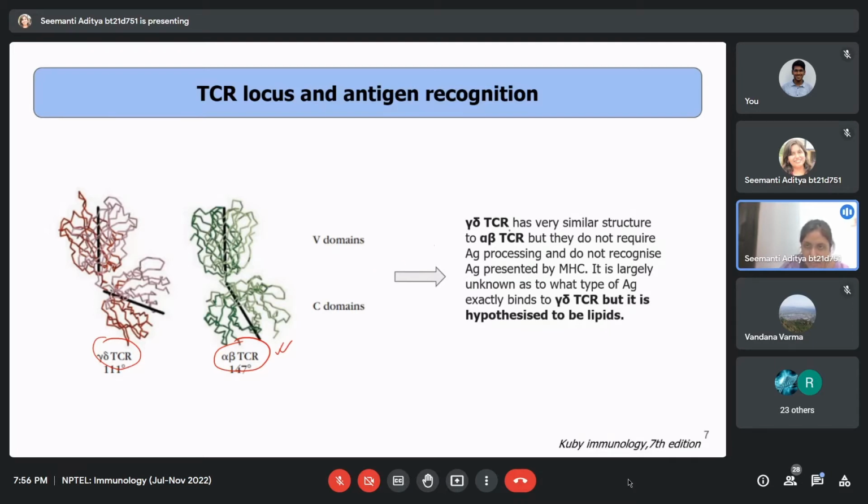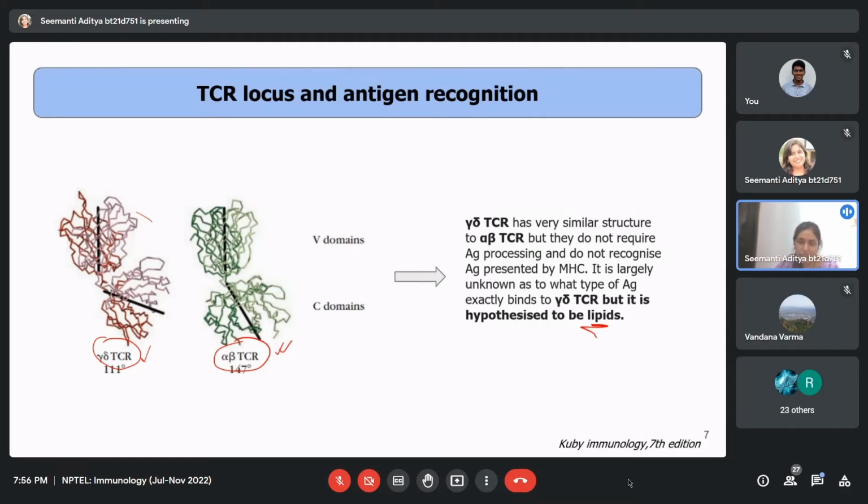But the gamma delta receptor, although it has a very similar structure, you can see that the structure is very similar to the alpha beta type, but it does not require any kind of antigen processing. This kind of structure does not require any antigen presentation or antigen processing, and people are still studying what kind of antigen could be recognized by gamma delta T cell receptors. Although it is hypothesized that it can bind to certain lipids, or lipids of the pathogen or of the invading foreign particles. And the alpha beta type of T cell receptor is the most common type of T cell receptor.